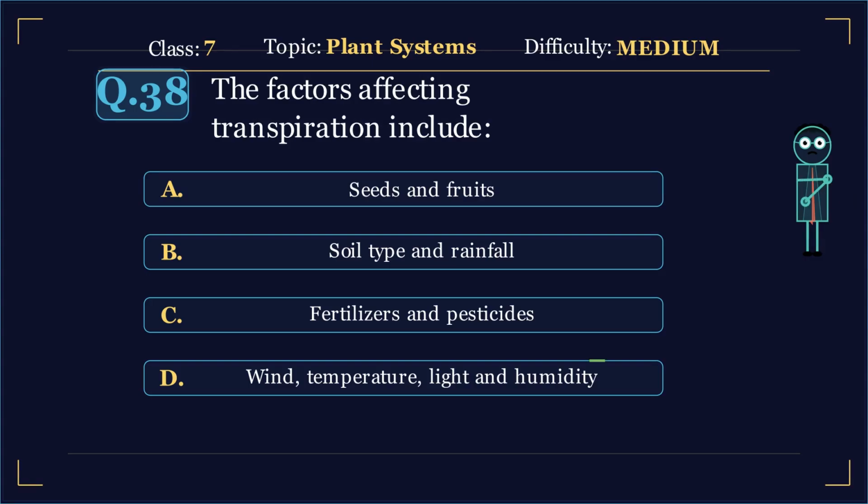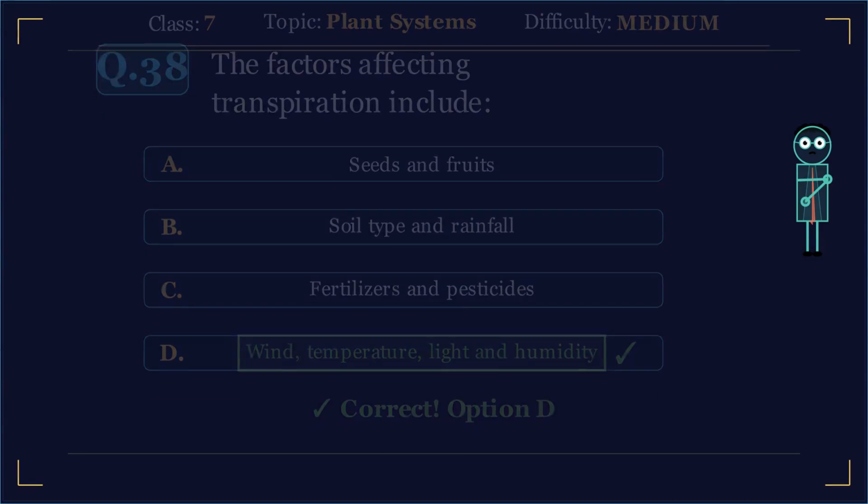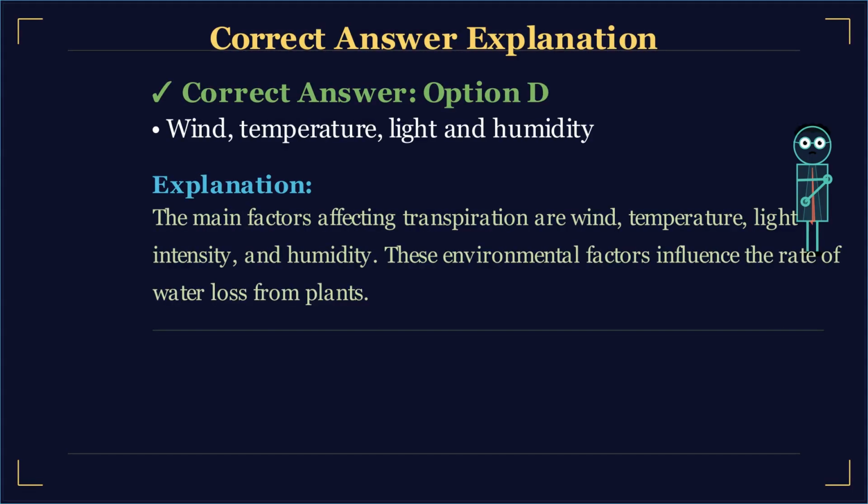The correct answer is option D. Here's the explanation for the correct answer. The main factors affecting transpiration are wind, temperature, light intensity, and humidity. These environmental factors influence the rate of water loss from plants.